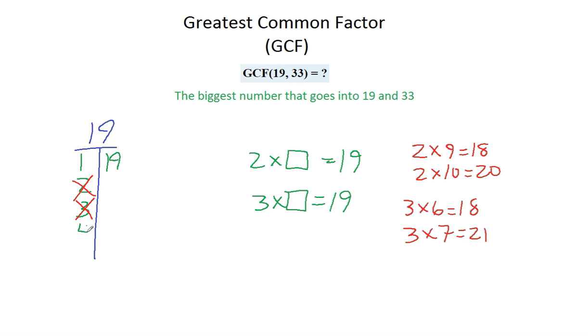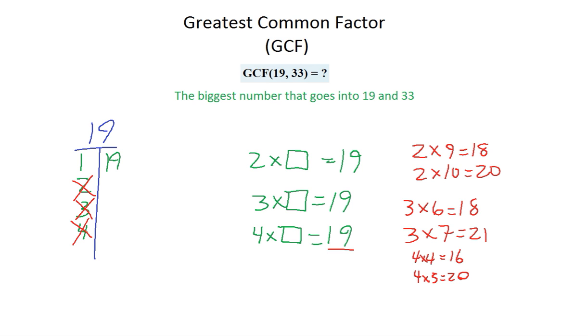Next would be 4. How many times will 4 go into 19? Or 4 times what gives you 19? And again, we can get close if we do 4 times 5. We get 20. I'm going backwards here on this one. If I go back, 4 times 4 would give me 16. So we're missing 19. We're trying to get 19. So 4 is off the list. We could keep going here.